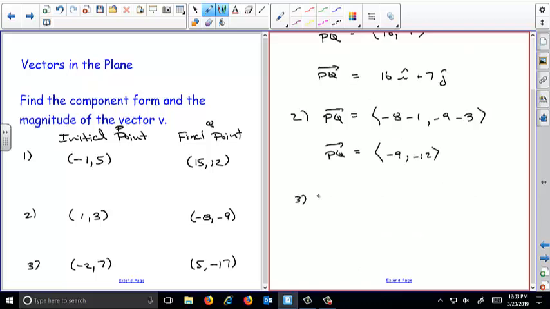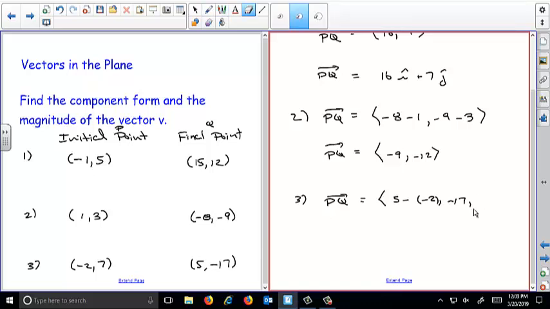And then finally, the last problem. So you've got 5 minus a negative 2 and negative 17 minus 7. So 5 minus a negative 2 is the same as 5 plus 2, so that's 7. And negative 17 minus 7 is negative 24. Okay.